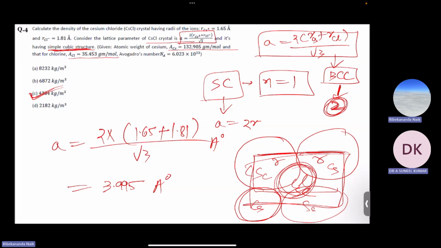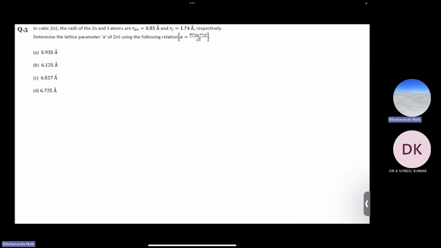Is this clear to you? Yes, I understood. So even though it is given as simple cubic, you have to do the problem based on the problem statement only. Yes, sir. A is not equal to 2R here, because this is a BCC structure. The lattice is simple cubic, but in the case of sodium chloride, sodium has FCC, chlorine has FCC, and the whole structure is FCC.